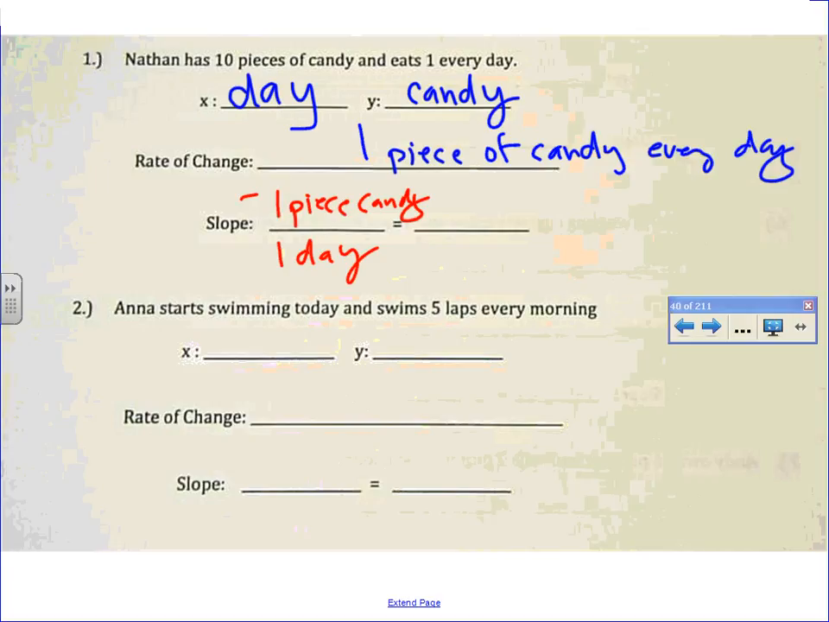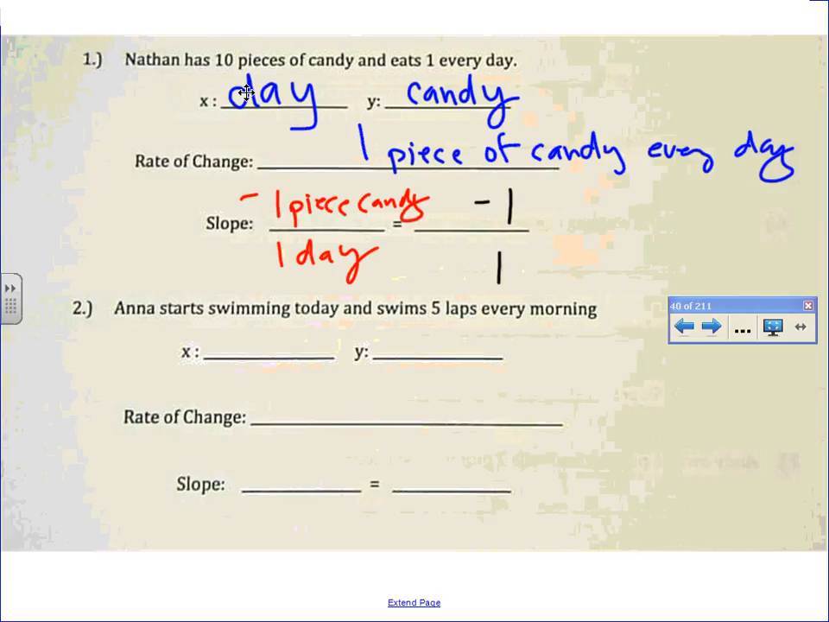Now, the last thing I want you to do is just write that as a fraction. Your slope is negative 1 over 1. Is that easier? Give me a head nod. Is that more clear than the change of y over change of x? We're just going to focus on this. If you can do this, you're fine. The change of y over change of x we'll get to in a couple days.